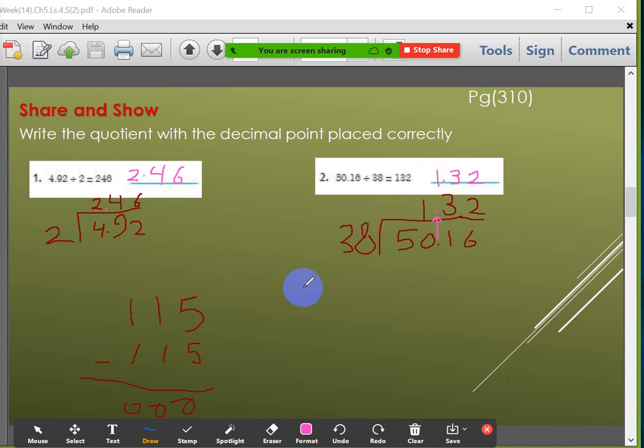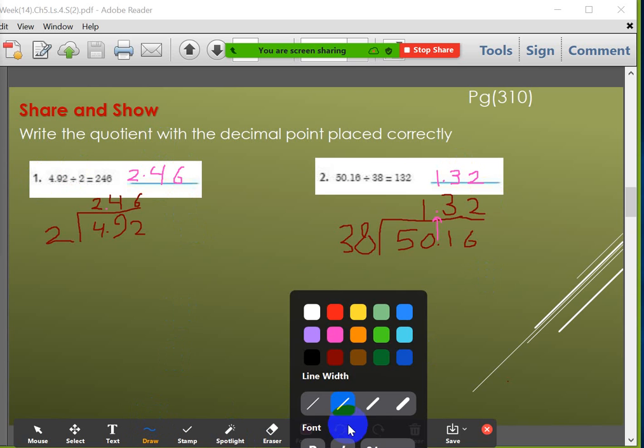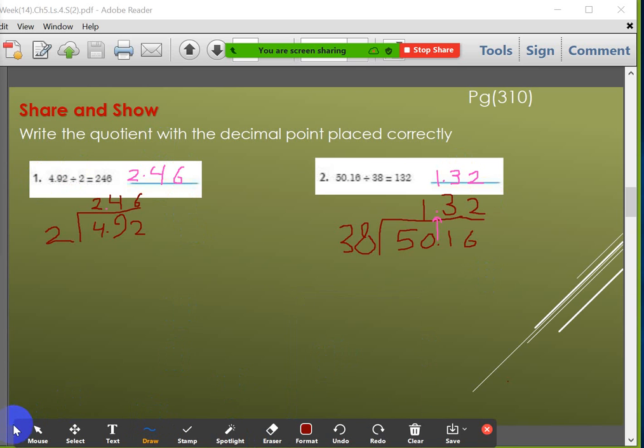Okay, did you finish, girls? Please, if you finish, type 1 in the chat. Okay, just write the answers here and here. Quickly, please. Ghala, stop typing too many times. Type only one time.